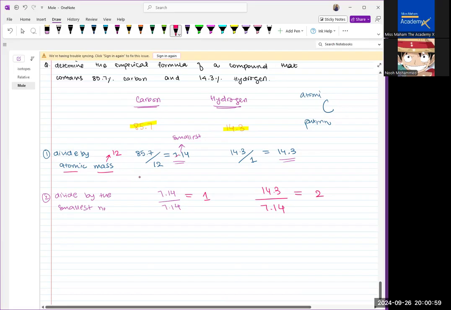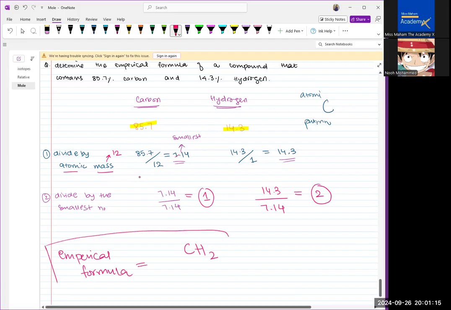So in the carbon column, you're getting 1. And in the hydrogen column, you're getting 2. So your formula is 1 carbon, 2 hydrogens. This is your empirical formula.